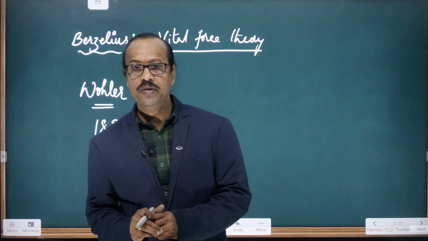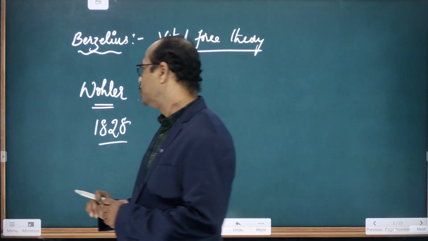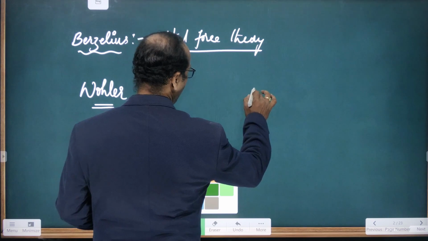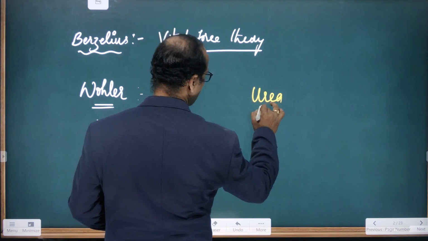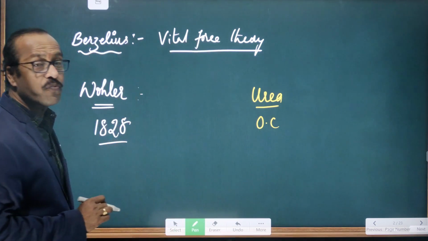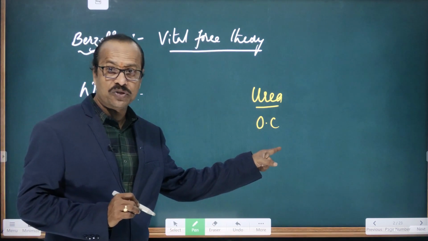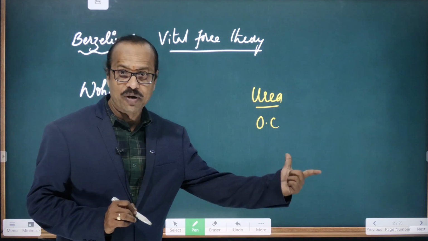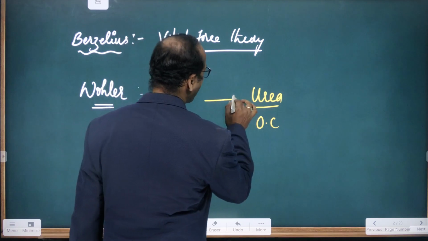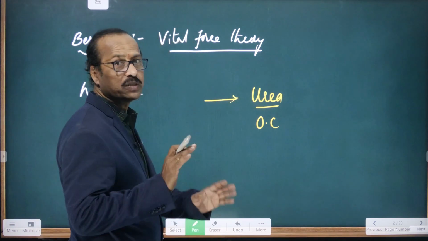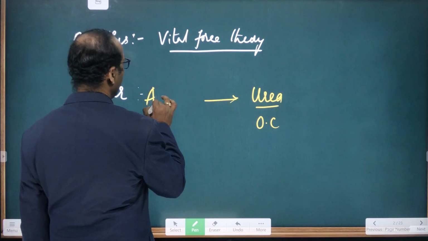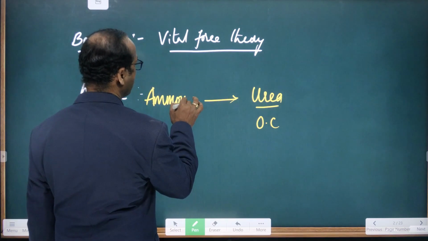He prepared an organic compound called urea. This is an organic compound, OC, I am writing here. So how did he prepare it? He prepared it artificially. Artificially means what? In the laboratory. How did he prepare it? From an inorganic compound. Inorganic means what? Which is not organic. An inorganic compound called ammonium cyanide.